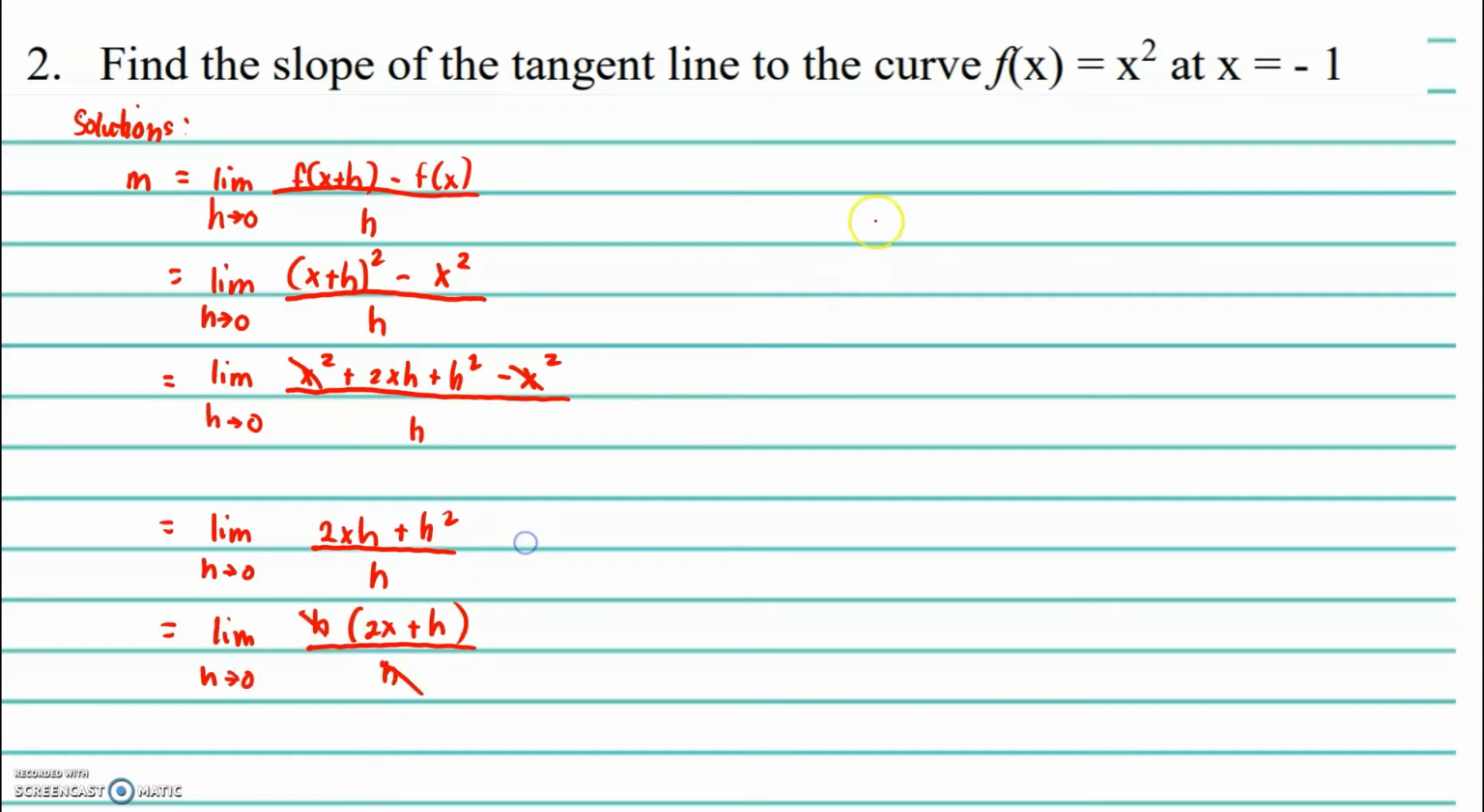Divide out h. So we have here the limit of 2x plus h as h approaches 0. Solve for the limit, so you have 2x plus 0. So you have 2x now. Remember that your x is at -1, so your m is equal to 2 times -1. The slope of the tangent line is -2.